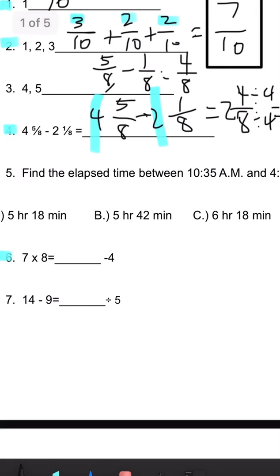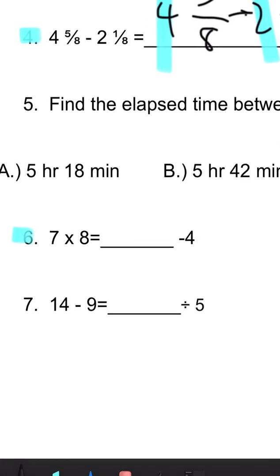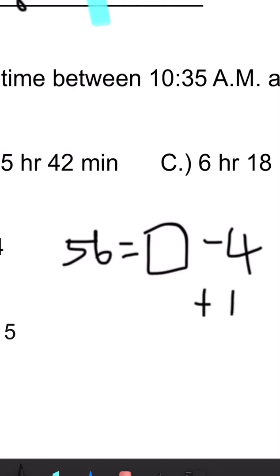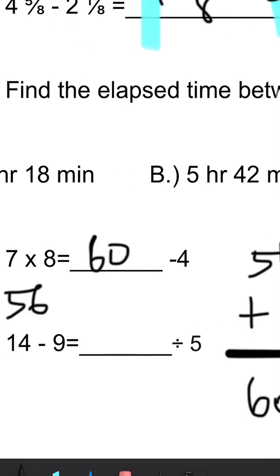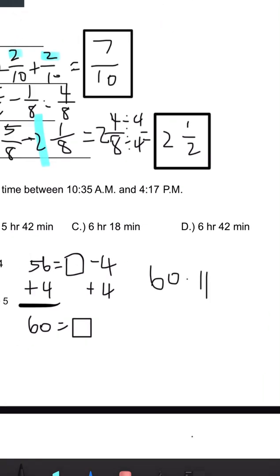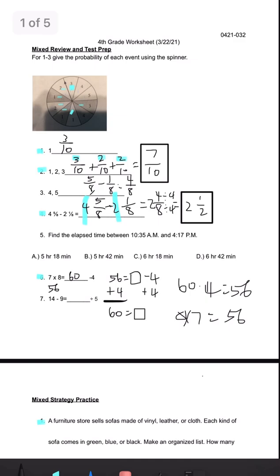Number 6, we have 7 times 8 equals something minus 4. So let's solve the left side first. 7 times 8 is 56. So our new equation is 56 equals box minus 4. To solve this, we're going to add 4 over to the other side, and we get 60 equals box. So our answer is 60, and to check this, we can just do 60 minus 4 equals 56, and 8 times 7 equals 56. So the two sides are equal to each other.